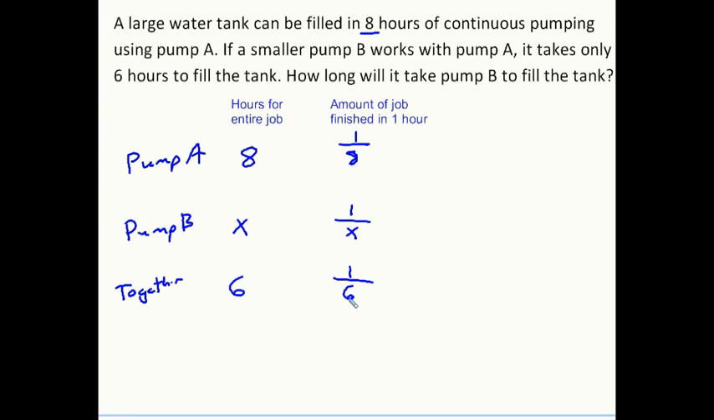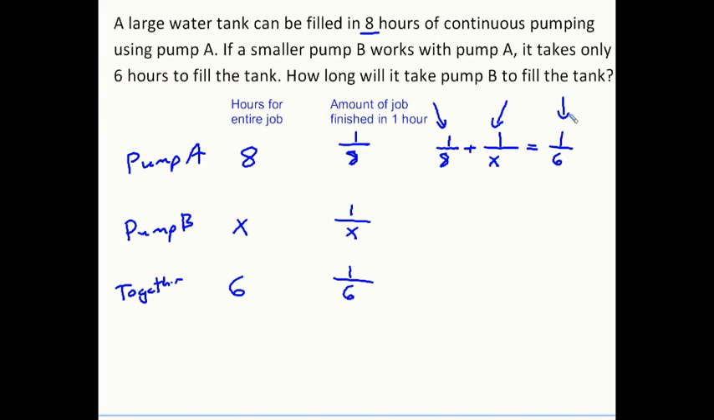So all we have to do now is make an equation out of this and solve it. In 1 hour, pump A gets 1/8 of the job done. Pump B, working together with it, so we're going to add the amount it pumps, which is 1 over x. That's going to equal 1/6. So after 1 hour together, they're getting 1/6 of the job done. So really this is saying the amount pump A gets finished in 1 hour plus the amount pump B gets finished in 1 hour is going to equal the total that gets finished in that hour. And now we're just solving a rational equation.